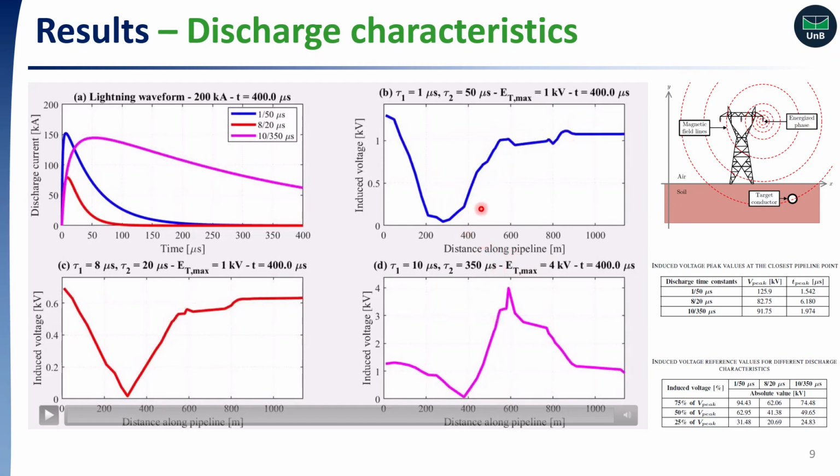Voltage curves look different for each discharge, because of course propagation effects are different. We can also notice that the faster lightning discharge produces the worst voltage peak of 125 kilovolts, as given in this table here.